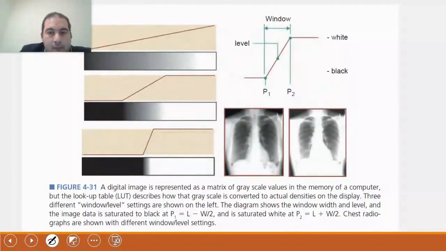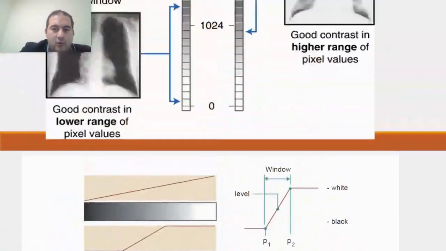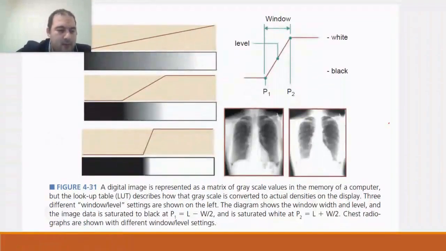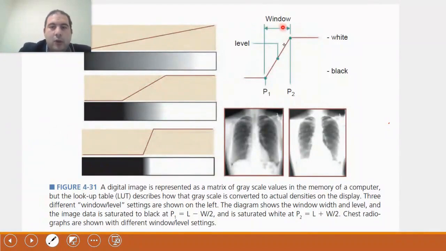Do you understand this? This is the lookup table I was talking about. This is the window. This is the window, and this is the window set from the grayscale. And up here, the values are such that everything above the window width becomes white, and everything below your range becomes black. This is what happened.